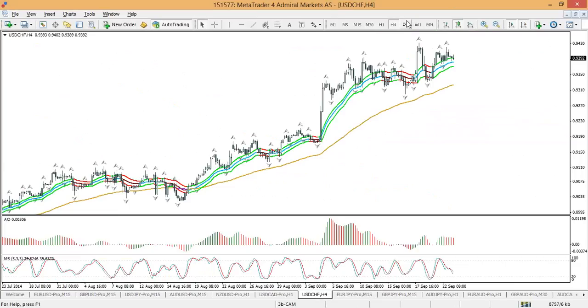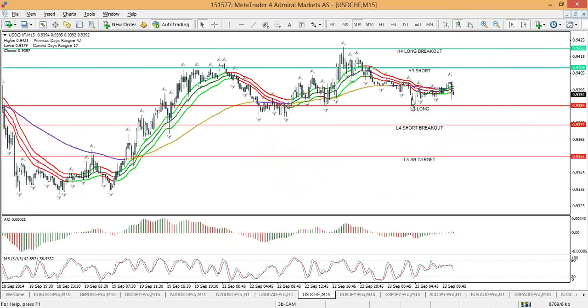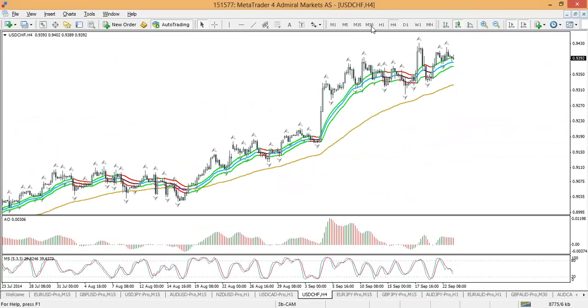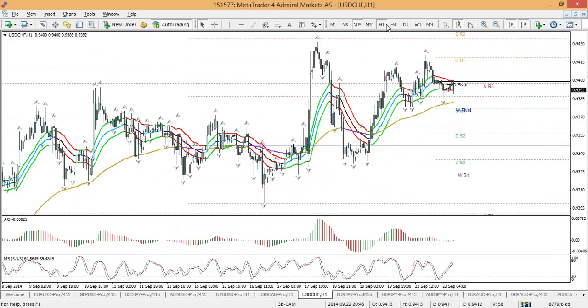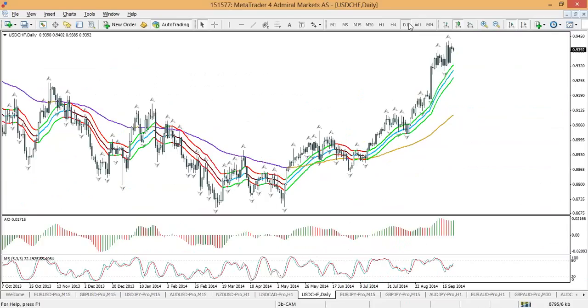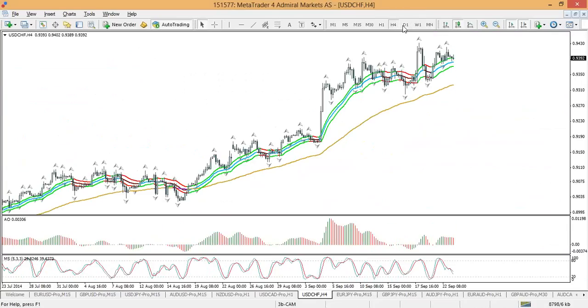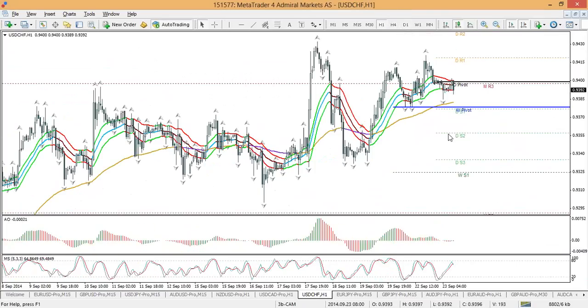Dollar Swissy. From a higher time frame point of view, stuck in a range. That's not interesting at the moment, I think, personally. From a 4-hour point of view, pretty choppy price action as of late. We are, though, in a strong dollar uptrend on the dollar Swissy. Not too interesting in my opinion.